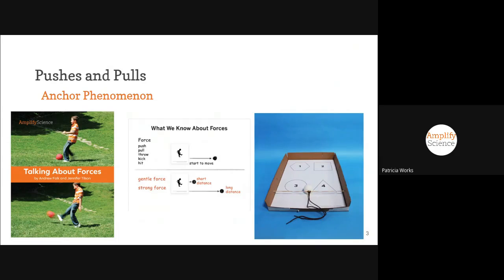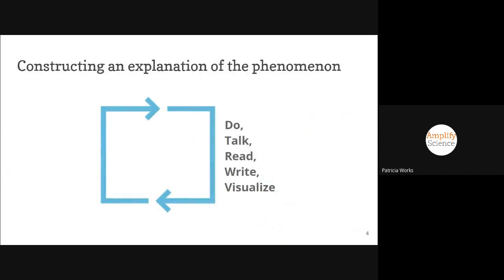Students work throughout the unit to design a solution and create a pinball machine that lets them control the way a pinball moves. As they work through the 6 chapters in this unit, they gather evidence from multiple sources by doing, talking, reading, writing, and visualizing.